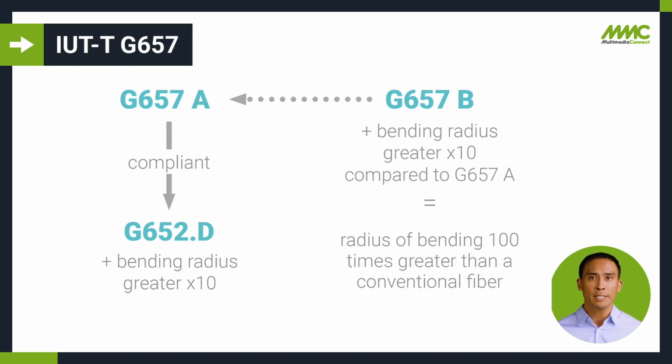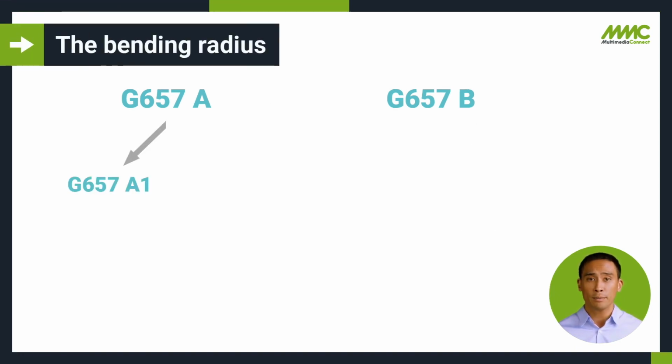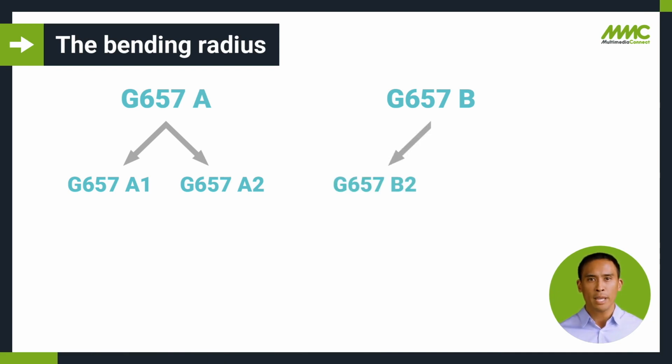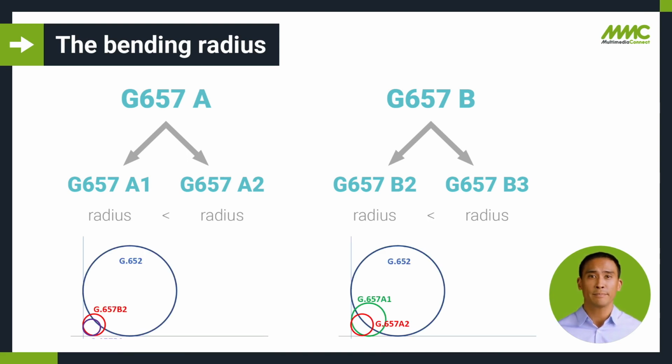The optical fibers G657A and G657B are subdivided into 2 categories: the G657A1, the G657A2, and then the G657B2 and G657B3. Each of these features a different curve radius. You can see on the graph that, obviously, a G657A2 and G657B3 optical fiber will have a much more important curve radius than a G657A1 and a G657B2. You notice that the G657 is mainly used for FTTH applications.